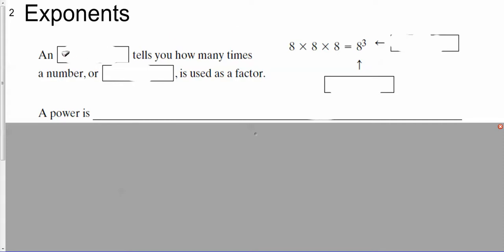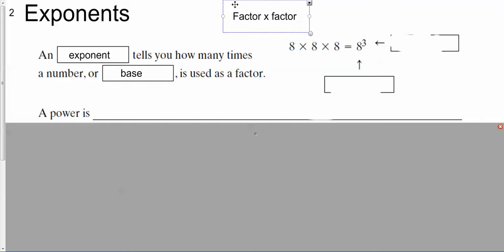So an exponent tells you how many times a number or base is used as a factor. So remember, a factor times a factor equals a product. So if I've got a multiplication problem, it's factor times factor, and that equals product. So the exponent tells me how many factors I have.